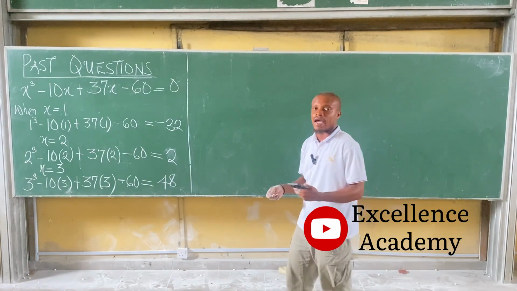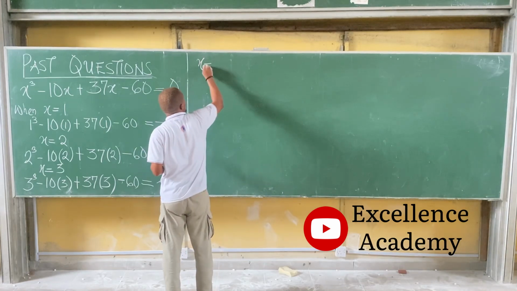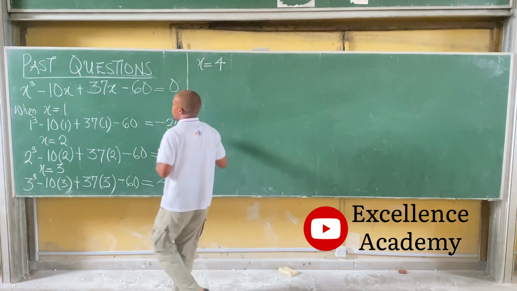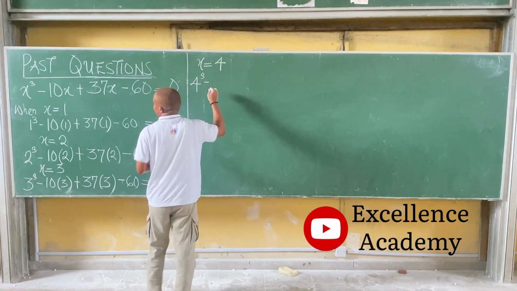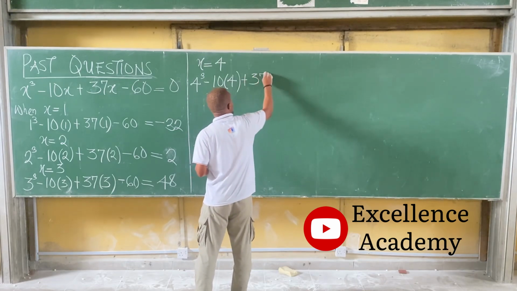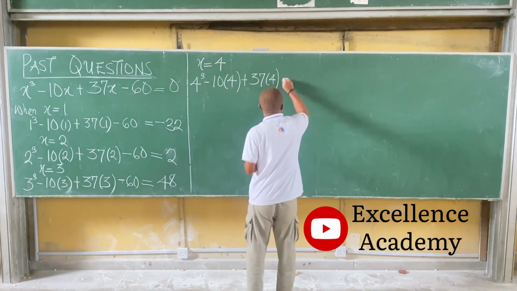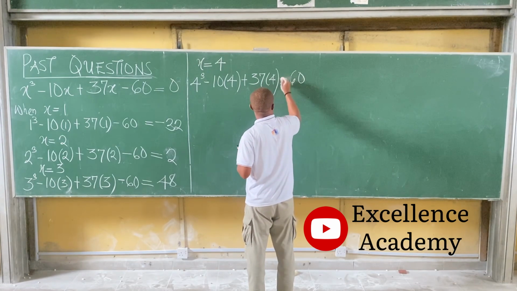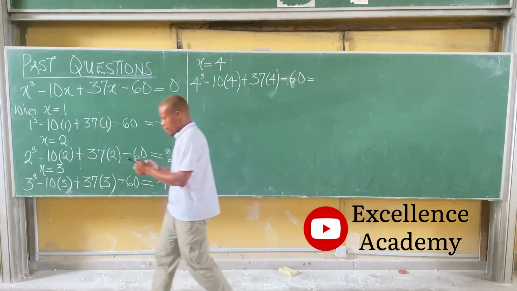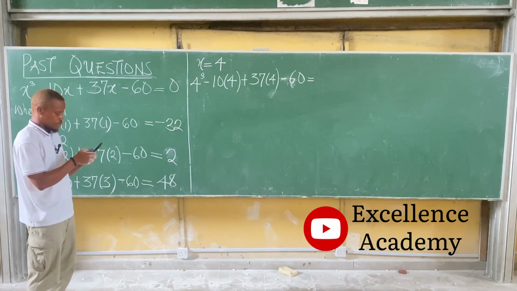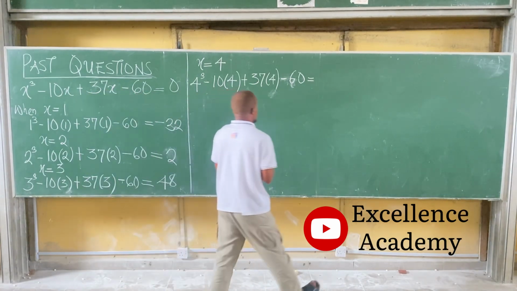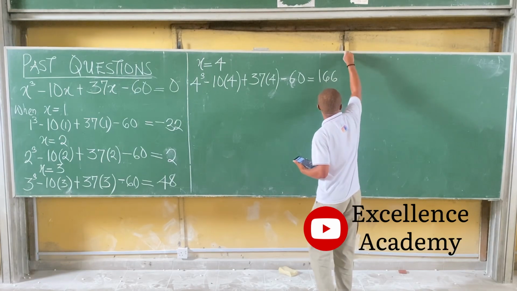All right, we try x equal to 4. So let's go. This becomes 4 raised to power 3 minus 10 times 4 plus 37 times 4 minus 60. What will that give us? 4 raised to power 3 minus 40. And this gives us 166.